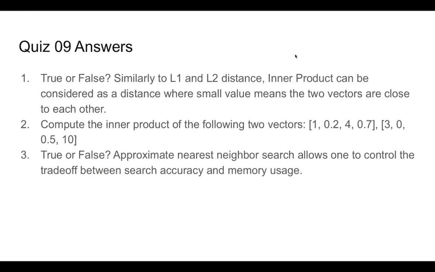All right, so question number one, true or false? Similarly to L1 and L2 distance, inner product can be considered as distance where a small value means the two vectors are close to each other. And this is false, right? Because with L1 and L2 distances, if two vectors are exactly the same, their value will be zero. But with inner product, if two vectors are the same, their value will be bigger than when they are not close to each other or similar.